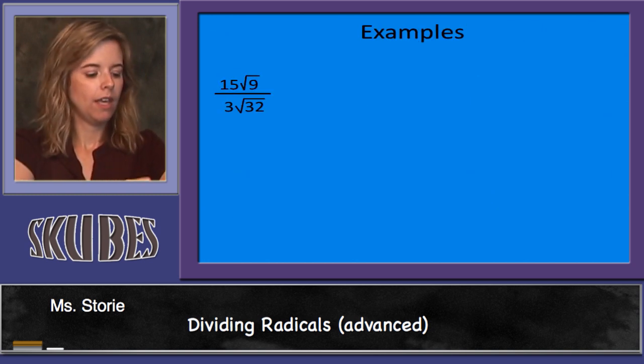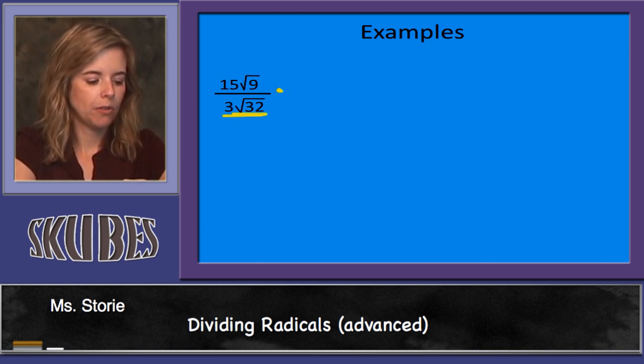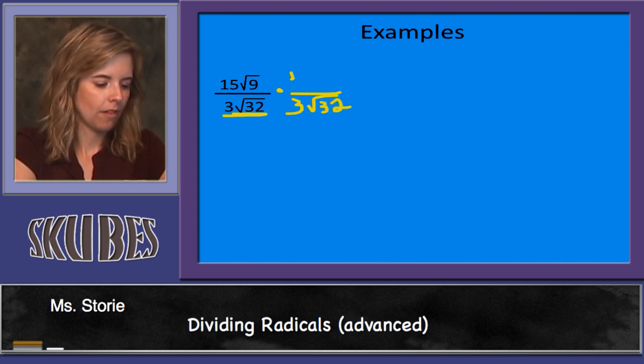Let's try another one. Here we've got division, but we don't really divide. Instead, we focus on this denominator, and we're going to multiply both the numerator and the denominator by the denominator. So that's 3 radical 32.